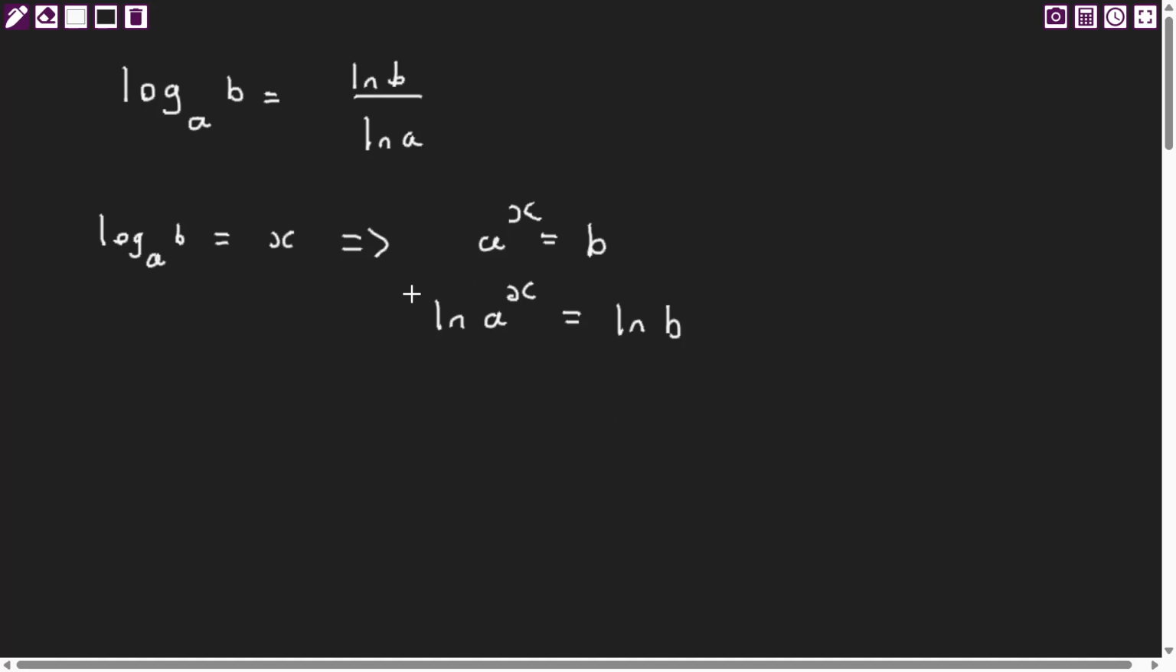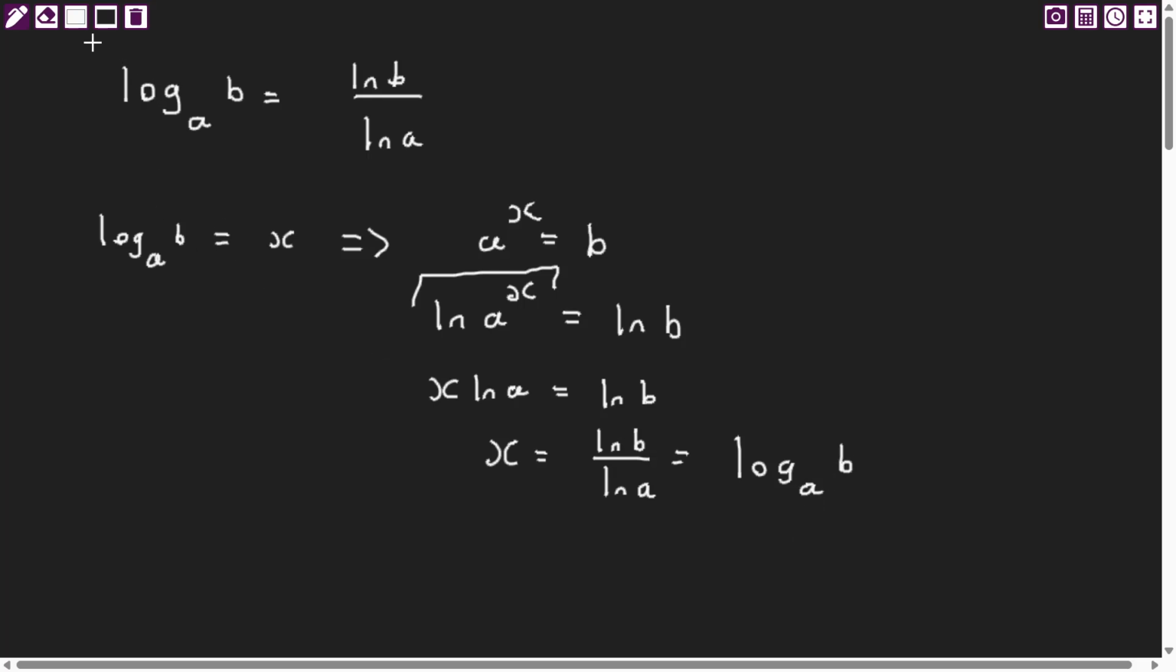Now with the power law of logarithms, we can bring this x down. So we have x ln a equals ln b. And then we can divide by ln a on both sides. So we get x equals ln b over ln a. And obviously remember that x is equal to log base a of b.